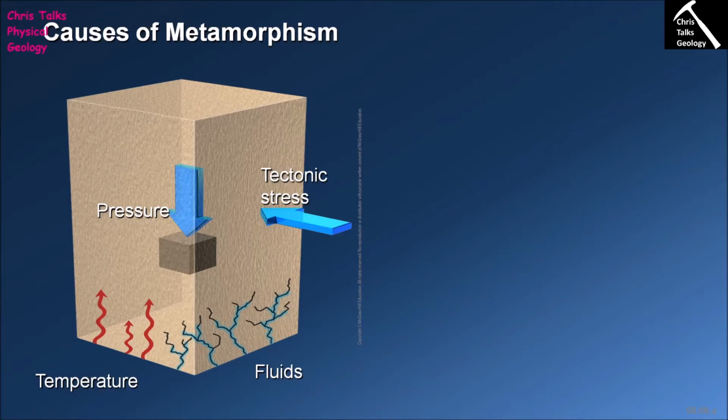So in this video we're going to be thinking about how does metamorphism occur, and this is going to correspond to section 8.8 of your textbook. So on the slide here you can see we have a diagram that's showing us four of the ways through which metamorphic rocks can be produced.